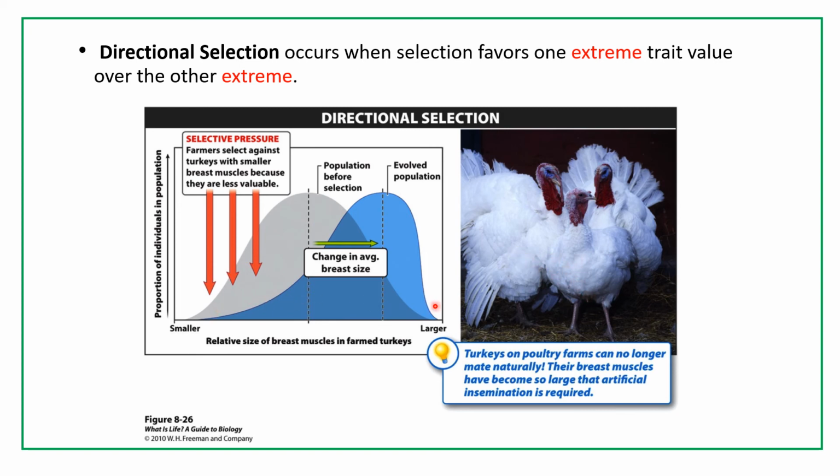Then what? Then we see the population is changing. We have more and more turkeys with a large breast muscle, right? So turkeys on a poultry farm can no longer even mate naturally. Their breast muscles have become so large that artificial insemination is required. But the population is changing. We choose one extreme, large, over another extreme, small.